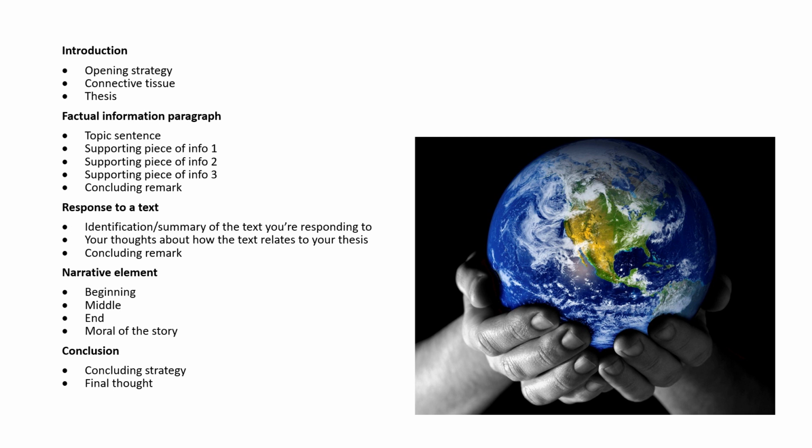And the narrative element, because it's a story, has a beginning, middle, and an end. And then, because it's a persuasive essay, it's important to specify the moral of the story so we know what the point of the story has been. And then finally, your conclusion should have some kind of concluding strategy and end with a final thought. This outline doesn't tell you exactly what you should write in your essay, but it does help you figure out what kinds of things you should be saying in just about every sentence of your 5-paragraph essay.